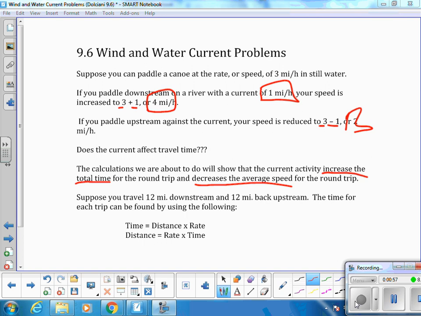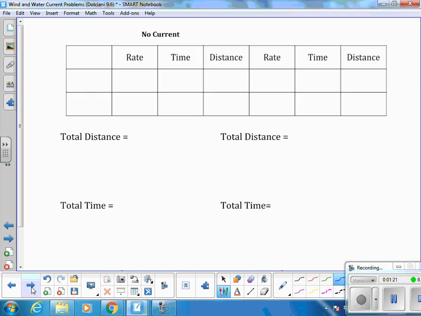Here's some information. Suppose you travel 12 miles, so that's our distance, downstream, and then 12 miles back. So it's a 24-mile trip. The time for each trip can be found by using the following formulas. Time equals distance divided by rate. And the distance is rate times time. And we're going to use this table to help us see what's going on.